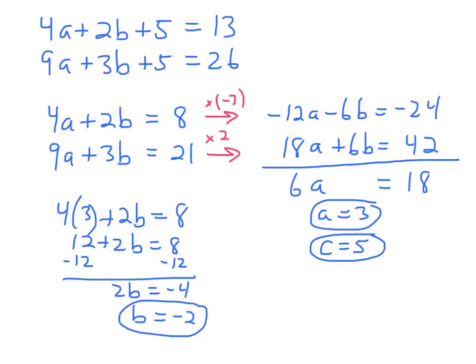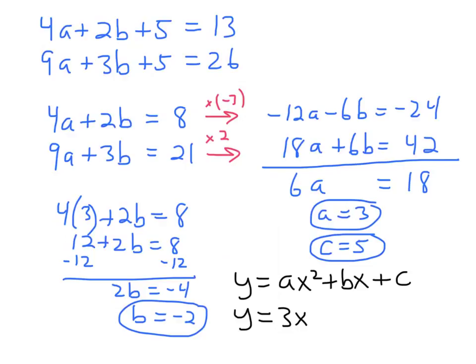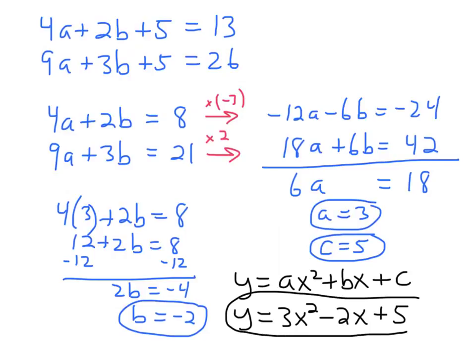So remember, we were looking for an equation of the form y equals ax squared plus bx plus c. So we'll substitute the a and the b and the c into that. So we'd have 3x squared minus 2x plus 5. And that would be our quadratic function, which should pass through the three given ordered pairs.